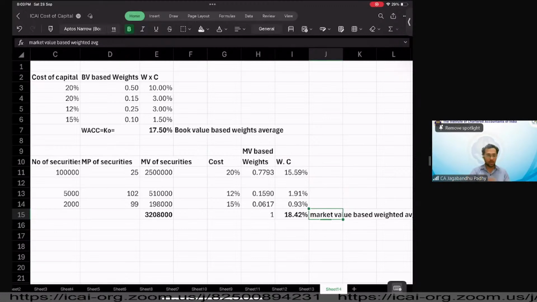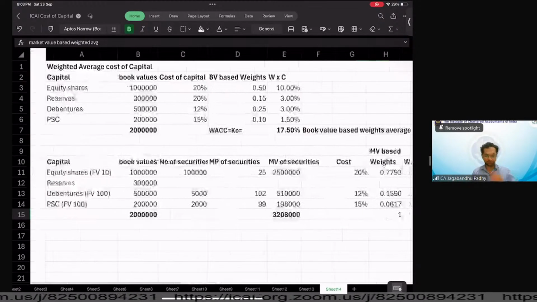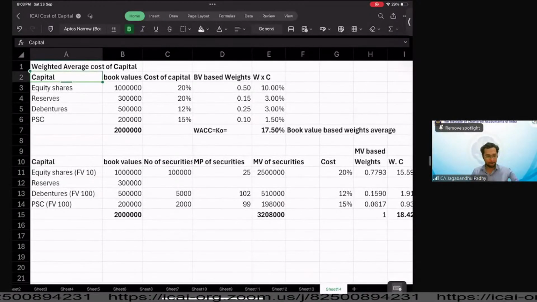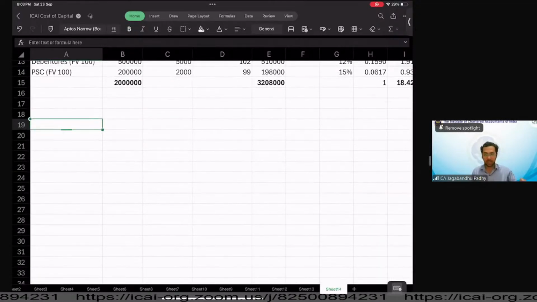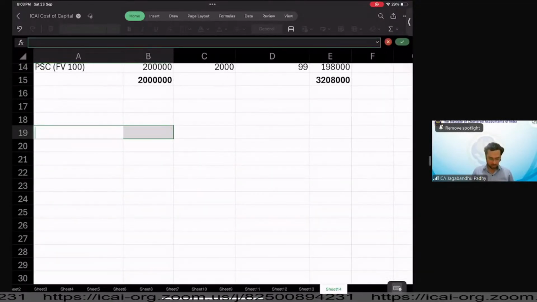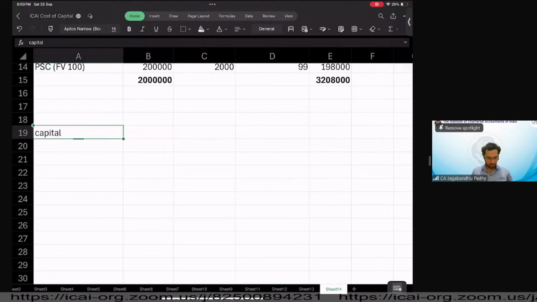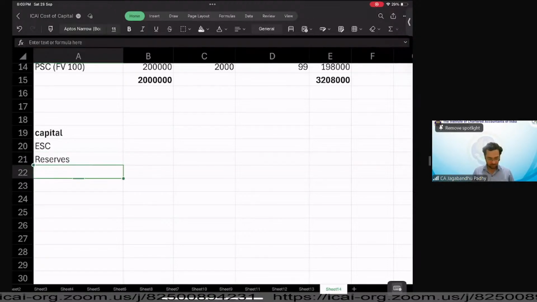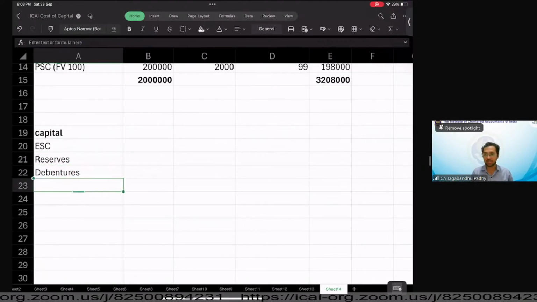Can I give you a problem to solve, and give me the book value based weighted average and market value based weighted average? Can you solve it? Okay. Let me just give you the details then. Let's say we have got capital, equity share capital, reserves, debentures.